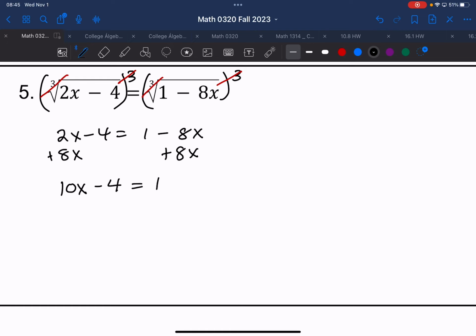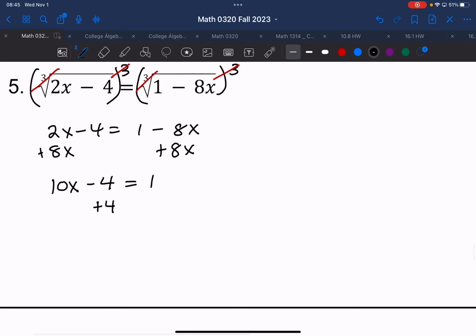What should be my next step? Add 4. And I get 10x is equal to 5, which means x is equal to 1/2 because divide by 10. Okay. We still have to do what though? Check.